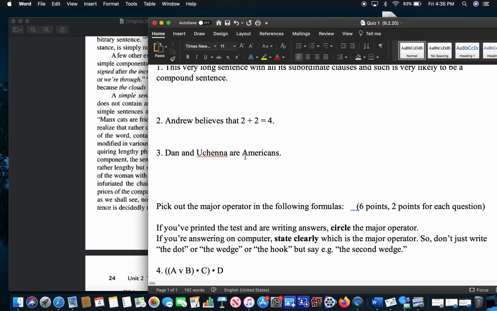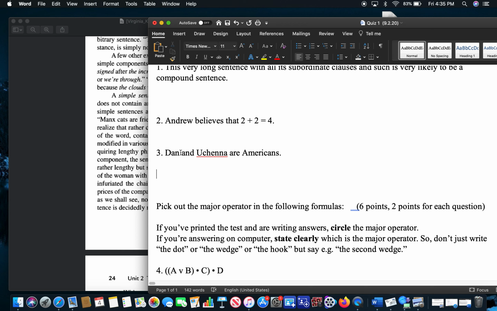Number 3, Dan and Uchenna are Americans. This is a compound sentence, right? A compound sentence is a sentence which logically contains one or more sentences as components. A sentence can logically contain another sentence as a component if it either literally contains another sentence as a component or can be paraphrased such that it does then literally contain other sentences as a component.